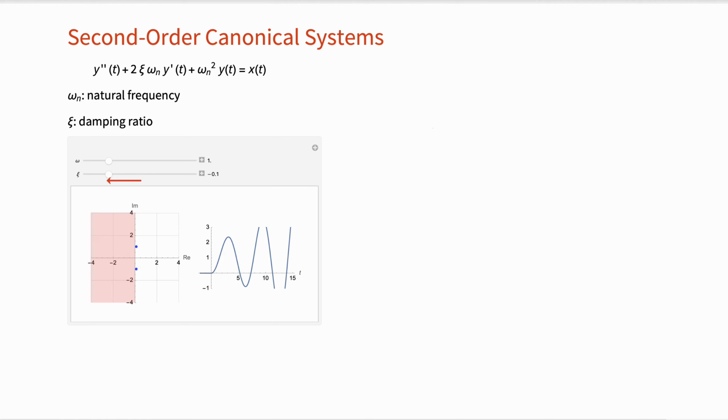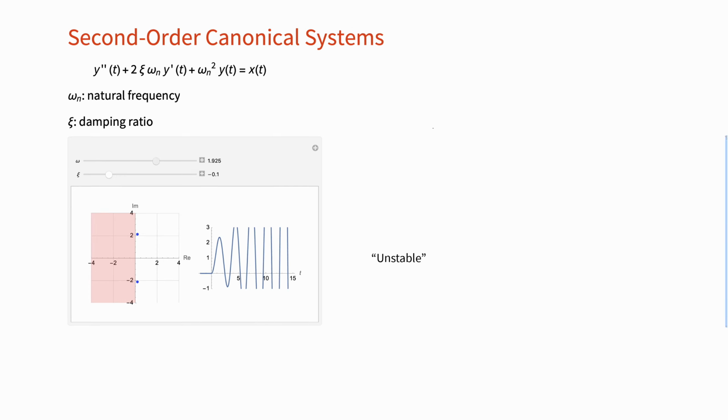For negative values of psi, the system is unstable. The response, as you see, is unbounded. It grows in time without bound. And also for larger values of natural frequency, we see that the amplitude grows faster in time.